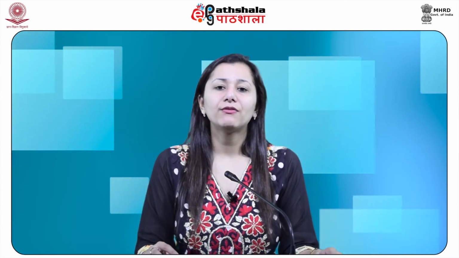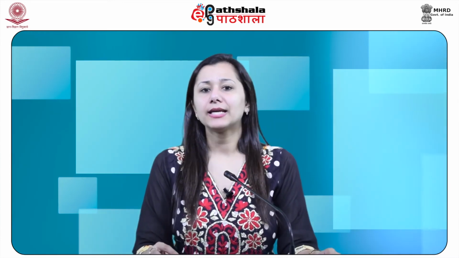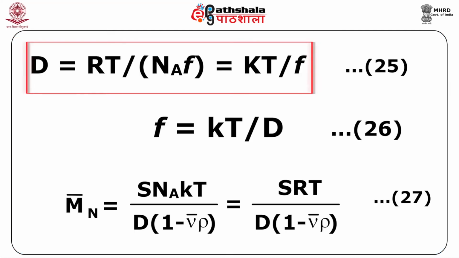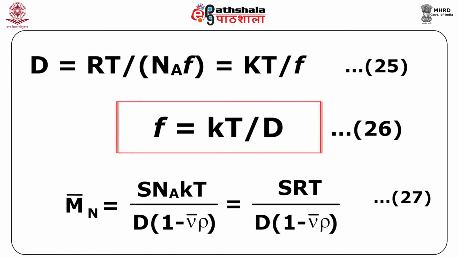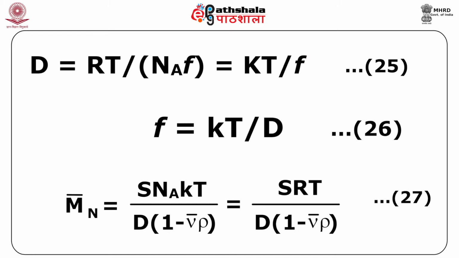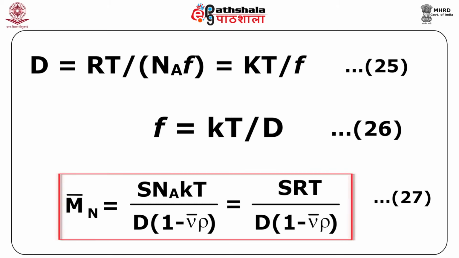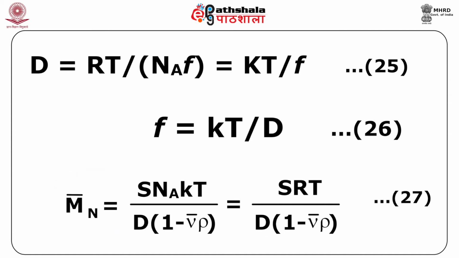The relationship between the experimentally determined diffusion coefficient D and the frictional coefficient F is given by the Stokes-Einstein diffusion equation, that is, D equals RT divided by Na times F, which can be further written as kT divided by F, as equation 25, where F is kT by D. Thus, from equation 24 and 26, we get Mn bar equals S into Na into kT divided by D into 1 minus V bar rho, which can be further written as S into R into T divided by D into 1 minus V bar rho, as shown in equation 27, which is called the Svedberg equation for determination of molar mass of the polymer.